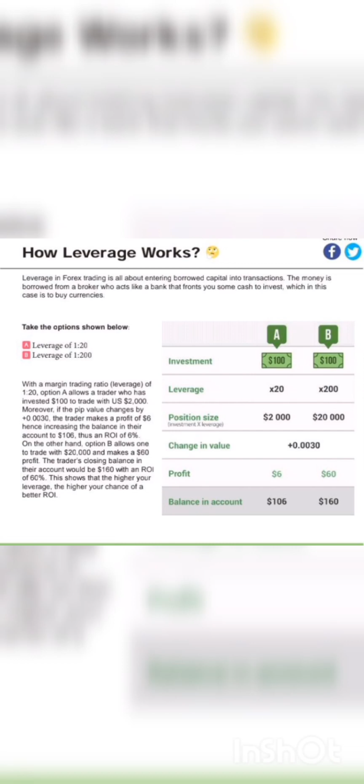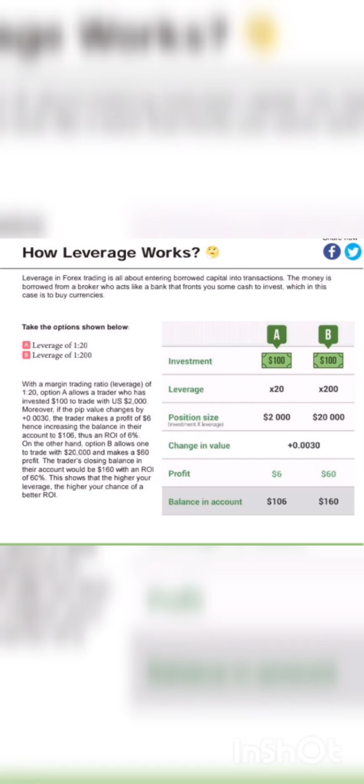So take the options below, guys. For example, leverage 1 to 20, which I'm going to use as example A, and leverage 1 to 200. For investment, I use 100 for both. My leverage is times 20 here, and times 200 here. Position size, the buying power, for A, which is 1 to 20, is 2,000, because 100 times 20 is 2,000. For the next one, it's 20,000, because 100 times 200 is equal to 20,000.